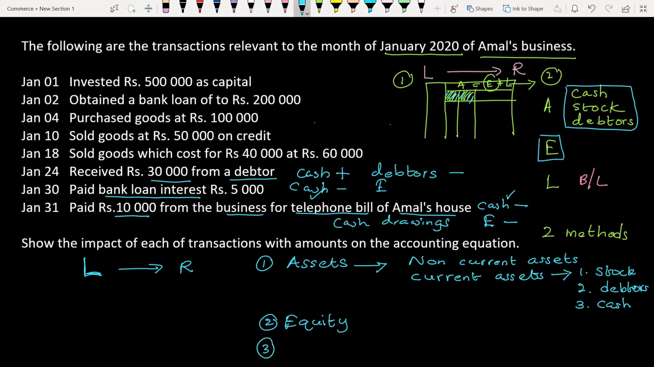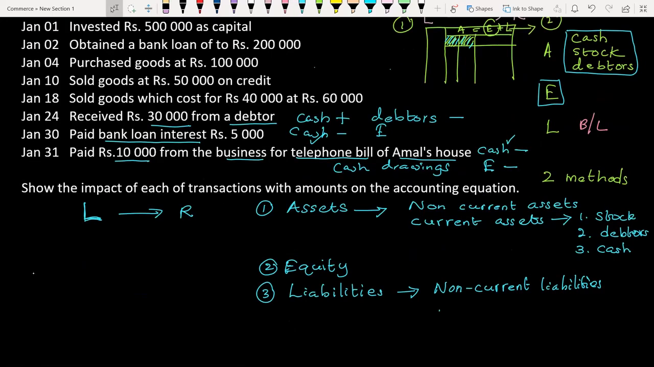And thirdly, we show liabilities columns. And here again, first of all, we need to show the non-current liabilities. And then only we show the current liabilities. Here we do not have current liabilities. We have only one non-current liability, which is bank loan.